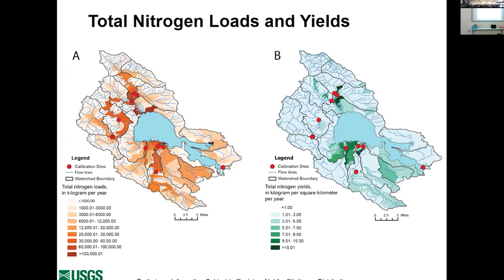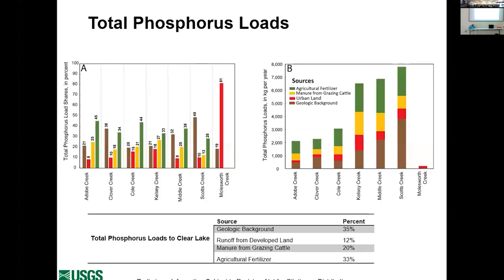One thing I wanted to mention before, and Charlie and Michelle mentioned, is that the load to Clear Lake comes mostly from Middle Creek, Scotts Creek, and Dulce Creek. 75% of the load that goes into Clear Lake comes from those three major watersheds. So next, I'll show you total phosphorus. Basically, it's the same layout.